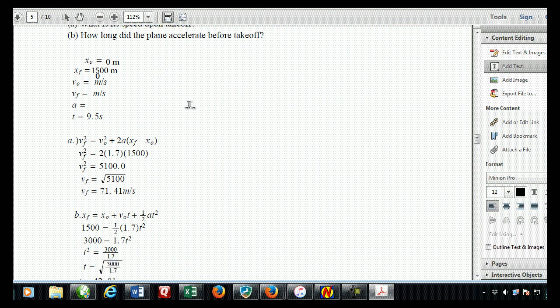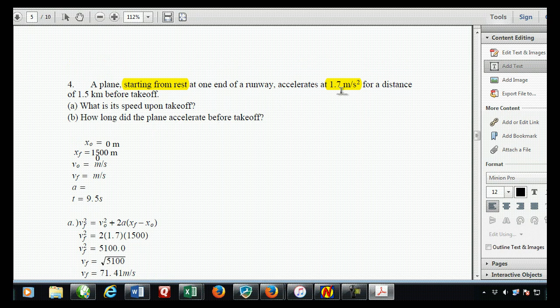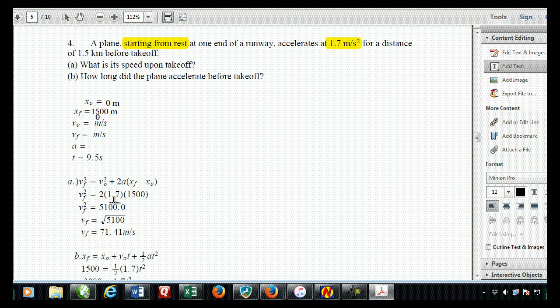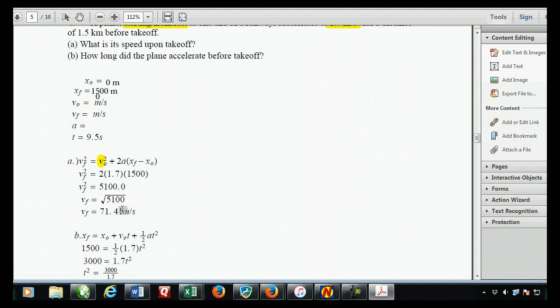Okay, that zero's in a bad spot, but it's the point. At 1.7 meters per second squared, I'm looking for the speed upon takeoff, that takeoff speed. I've got some V naught, which goes to 0 because he started from rest. So that's trash. You know you have acceleration 1.7, your distance is 1500. Multiplied that, took the square root, got my answer 71.41.